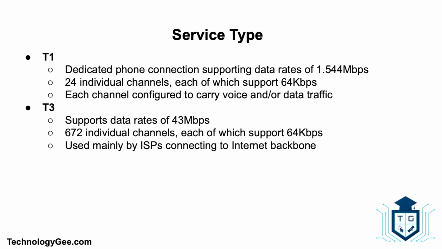And a T3 is a dedicated phone connection supporting data rates of about 43 megabits per second. A T3 line actually consists of 672 individual channels, each of which supports 64 kilobits per second. T3 lines are used mainly by ISPs connecting to the internet backbone and for the backbone itself, and T3 lines are sometimes referred to as DS3 lines.